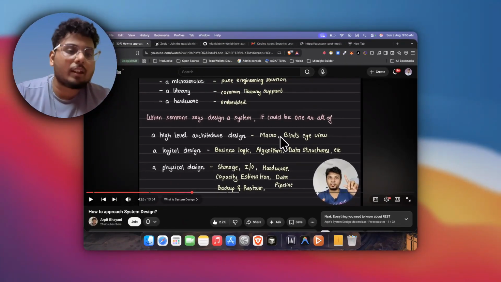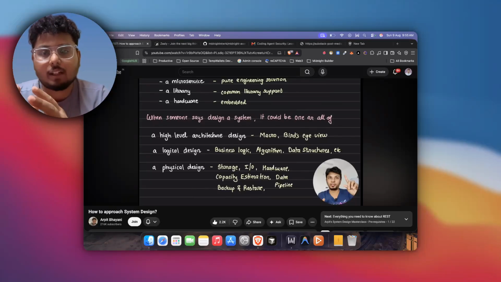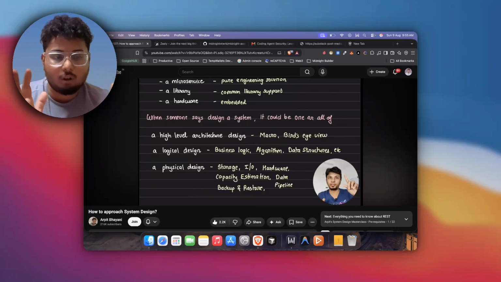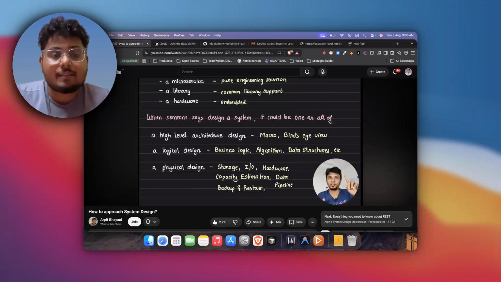First, system design doesn't mean designing one system or something like that. A system can be something whose concept we can understand by high level architecture, like logical design and the physical design, right? It doesn't relate with only one aspect of any system. So it could be a microservice, it could be a library, it could be hardware, and from here we understand the very core concept of what is system design.